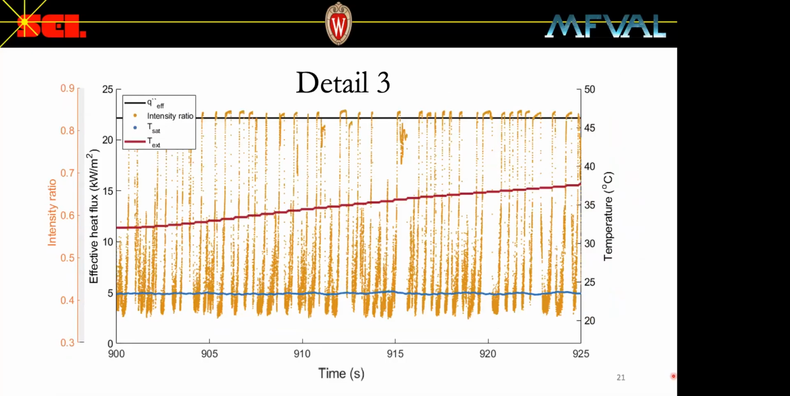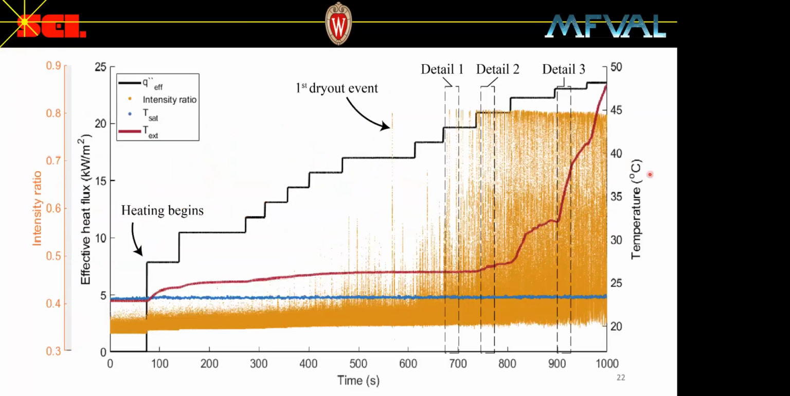So the red line indicates the exterior wall temperature, and as you can see, it increases, and it does not look like it is going to reach a new steady state anytime soon. So this behavior is consistent with the boiling crisis and results from exceeding the critical heat flux. So at this point, in these runaway temperature conditions, the experiment is concluded before the window temperature reaches a level that could actually damage our apparatus.